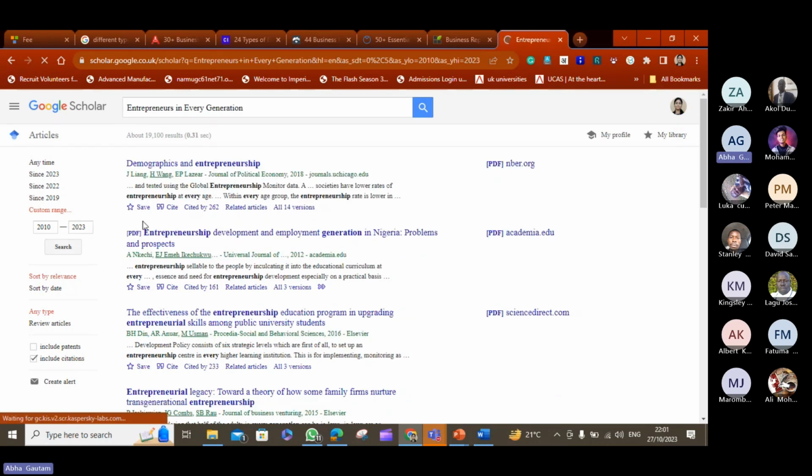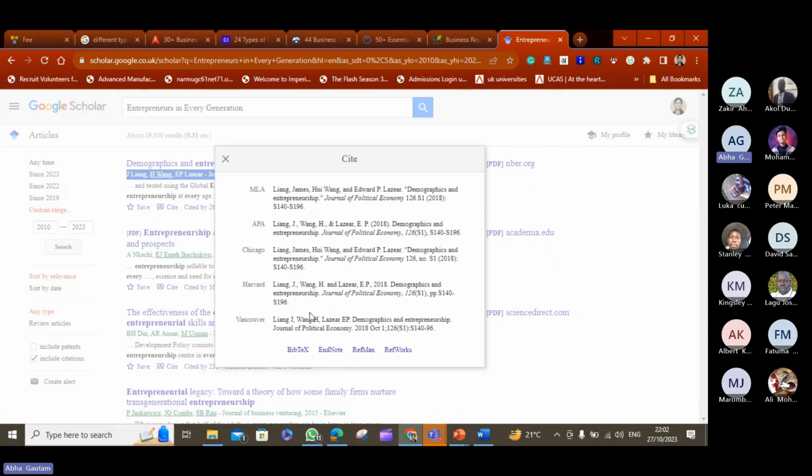Then I was telling you about the difference between references and bibliography. Can you see here? This is the title of the paper by this publisher, and then you have the writers and journal name here. You can click on cite, and you can find various citation types. Harvard, where you have last name, then first name, then the year, then the title, then the journal, then the volume and page number. So this is how you do the referencing.